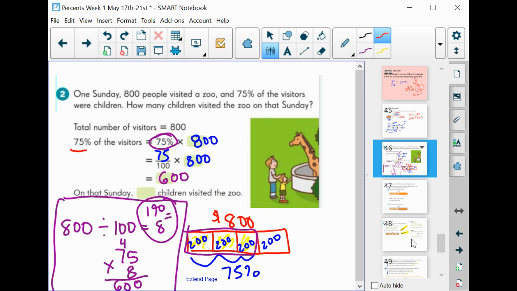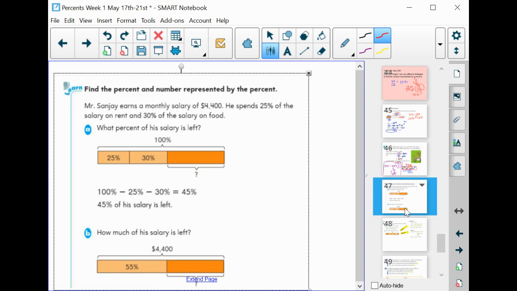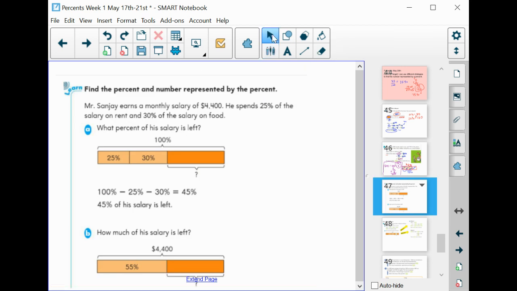Okay, let's do another one. Okay, Mr. Sanjay earns a monthly salary of $4,400. He spends 25% of the salary on rent and 30% of the salary on food. What percent of his salary is left?